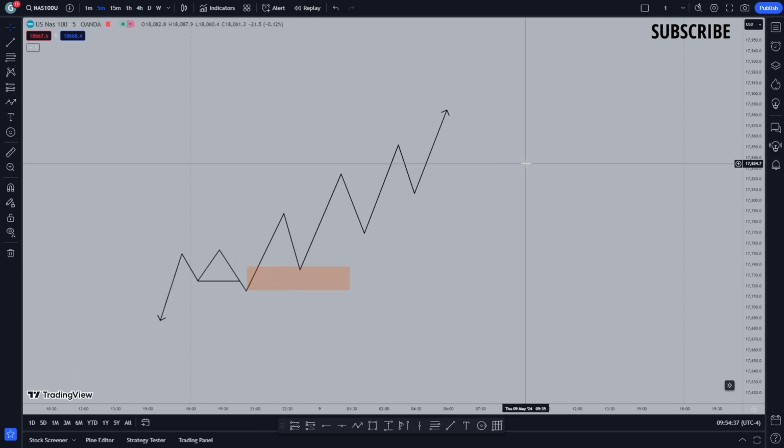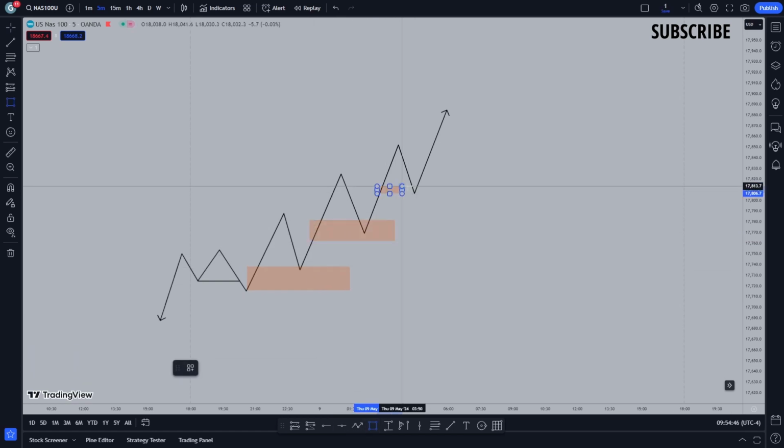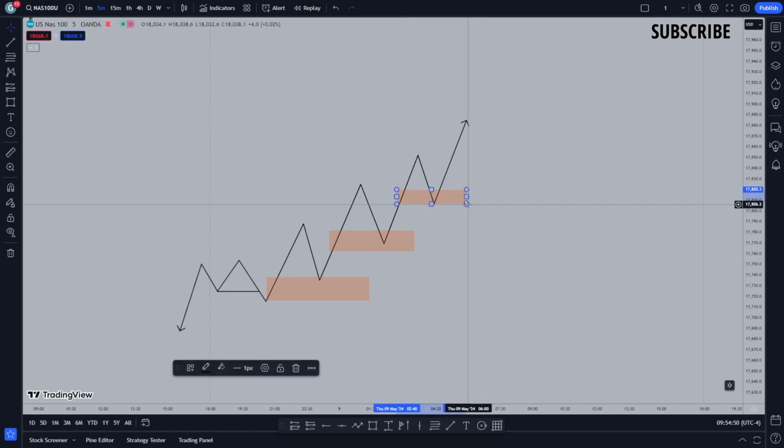So this is a normal structure, and it is very easy for people to find, and people can make a lot of money with this structure. They can identify these higher highs and higher lows, and they can easily identify the breakout structure, and it will be really good enough for them.